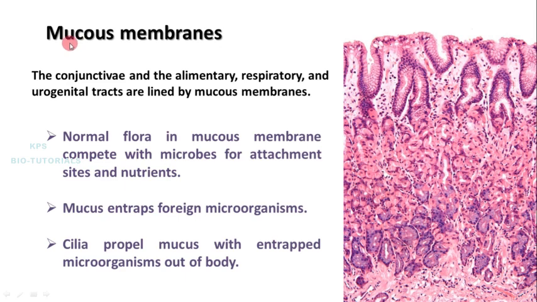Then the next type of physical or anatomical barrier is the mucous membrane. The mucous membranes are present in the conjunctiva of the eye, alimentary canal, respiratory tracts and urinogenital tracts. These structures are lined by mucous membranes. This mucous membrane acts as a physical barrier, preventing the entry of pathogens to our internal organs in many ways.